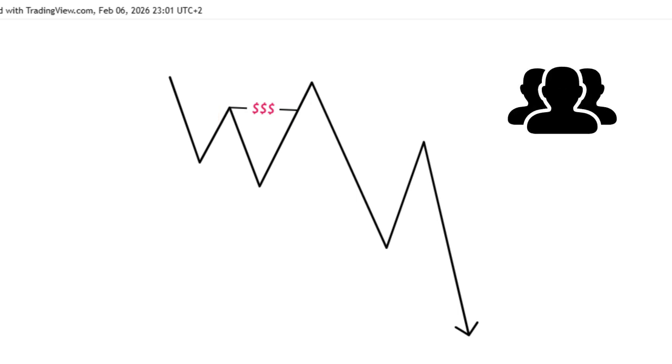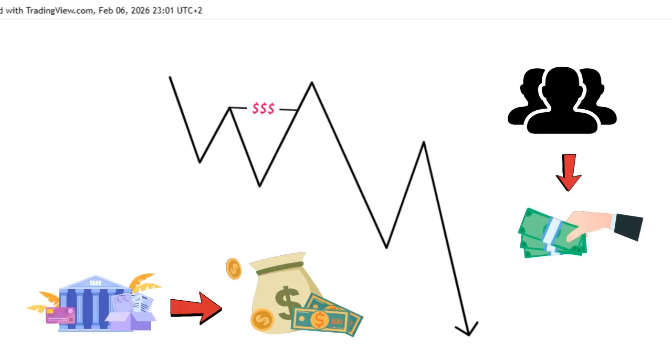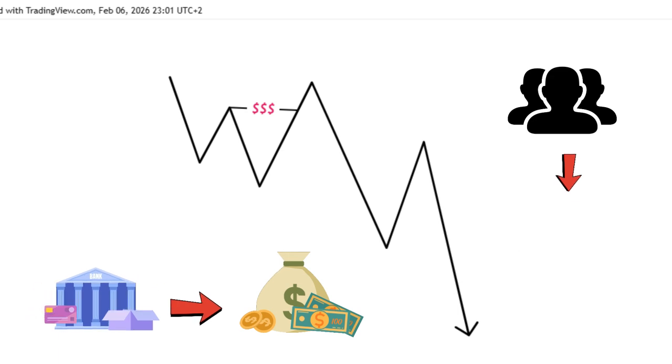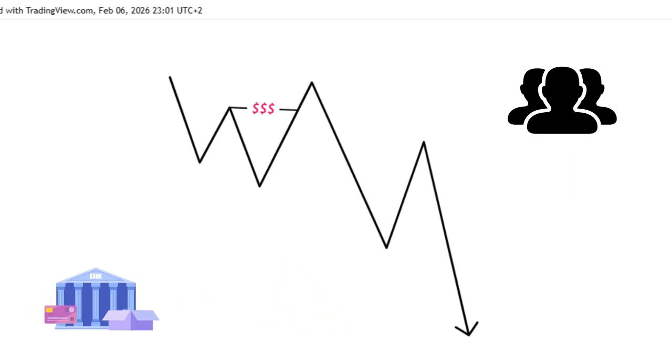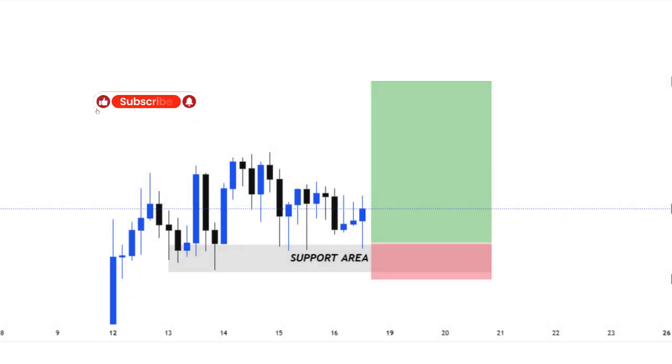Smaller participants trade limited volume. Institutions trade extremely large size. Because of this, banks and hedge funds cannot just enter whenever they feel like it. They need a large amount of opposite orders available at the same time. And where do those orders usually sit? Around stop losses and obvious entries.